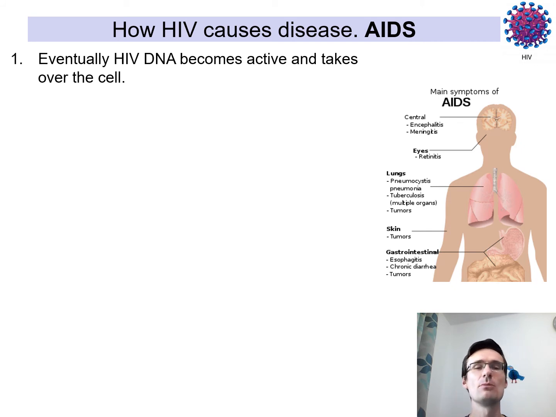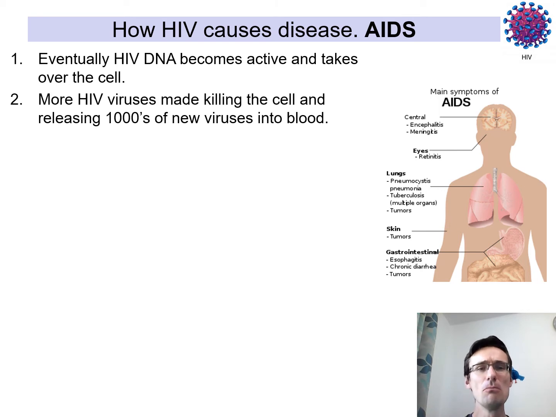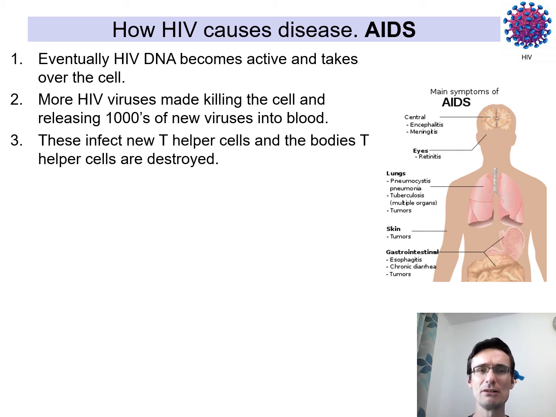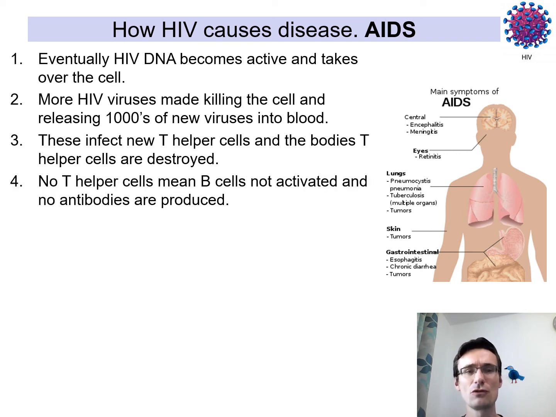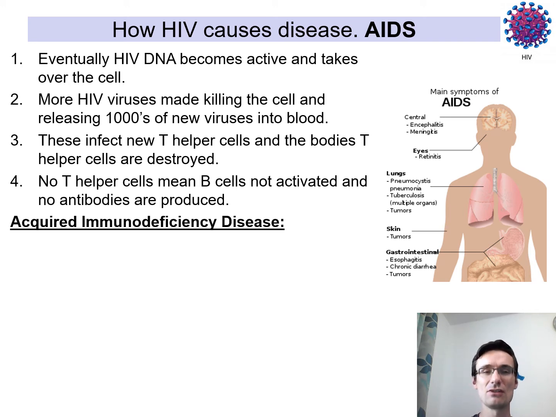So HIV, after the latent period, becomes active and it takes over the cell. More HIV viruses are released, killing that cell, and releasing thousands of new viruses into your bloodstream, which will kill further cells. These infect new T helper cells, and the body's T helper cells are then destroyed. And you've got no T helper cells, so B cells can't be activated and you can't get any antibodies. So it starts becoming a vicious sort of circle.